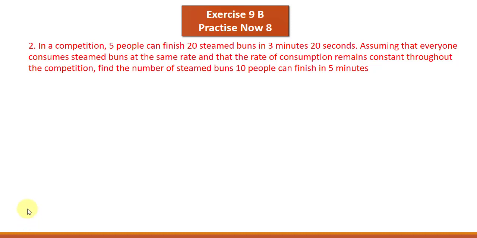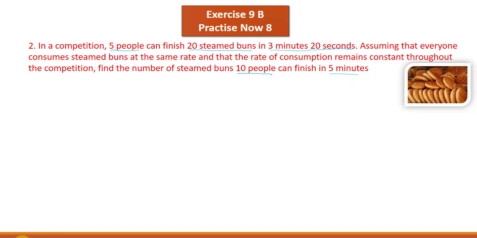Now we will solve question 2 of practice now 8, exercise 9b. In a competition, 5 people can finish 20 steamed buns in 3 minutes and 20 seconds. Assuming that everyone consumes steamed buns at the same rate, and that the rate of consumption remains constant throughout the competition, find the number of steamed buns 10 people can finish in 5 minutes.